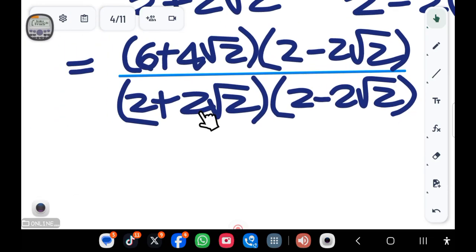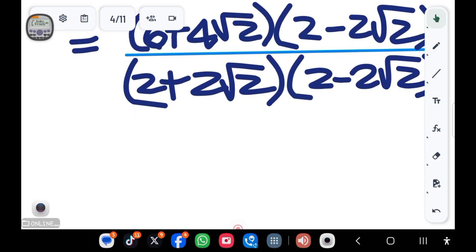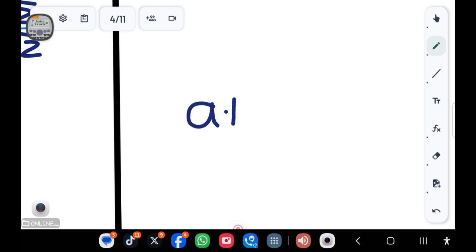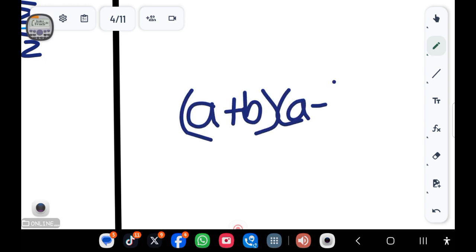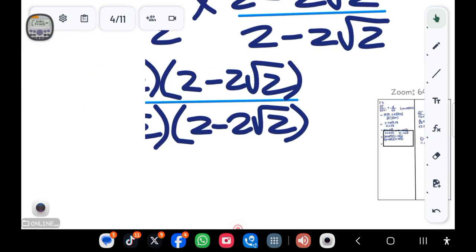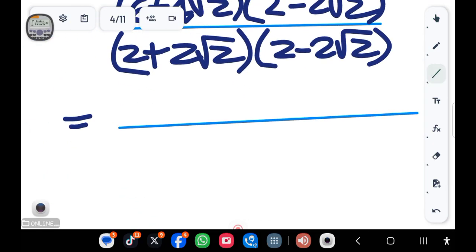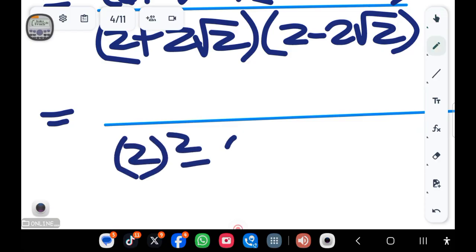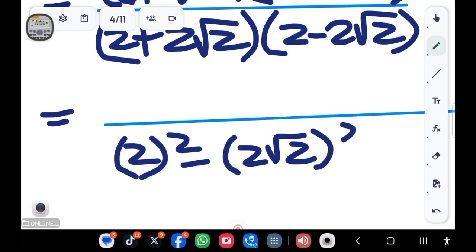Now at the bottom, this is the difference of two squares. It will be simply 2 squared minus the square of this. That's how we deal with the difference of two squares. Let me show you. If you've got a plus b times a minus b, it simply equals a squared minus b squared. That's the difference of two squares, and that's how it operates. So we do exactly the same thing over here. So that will be 2 squared minus the square of the other one.